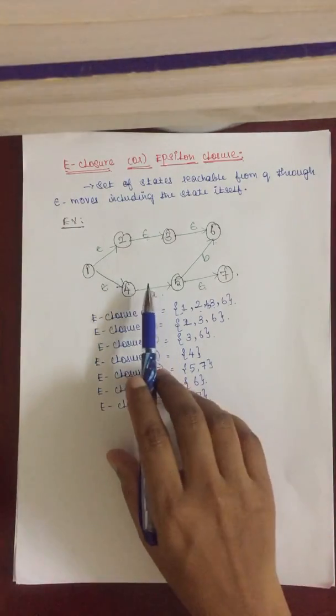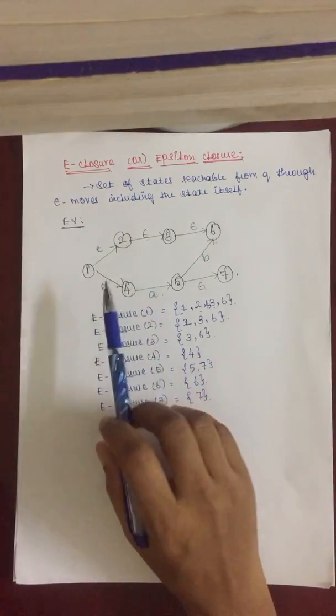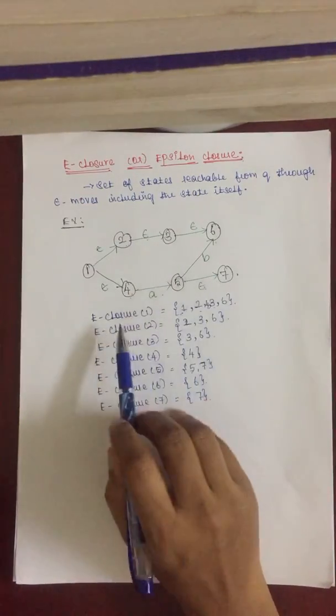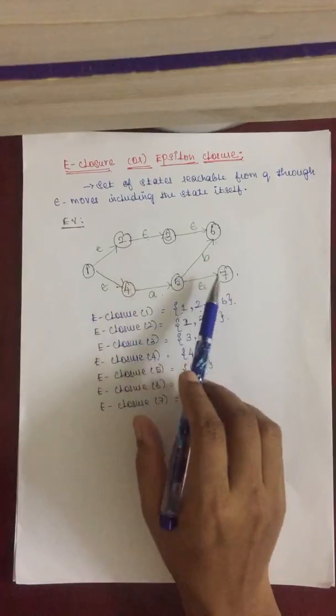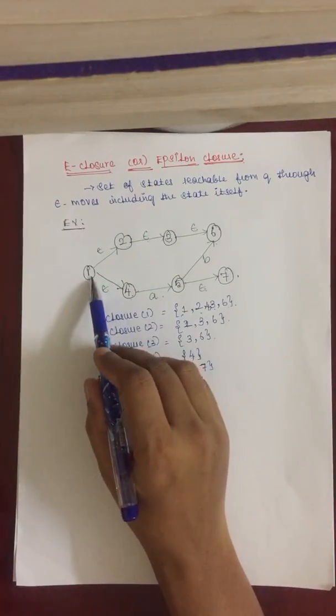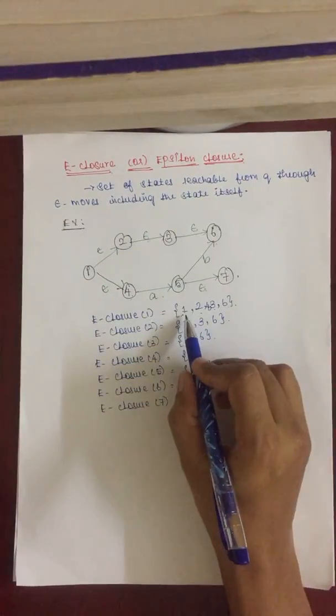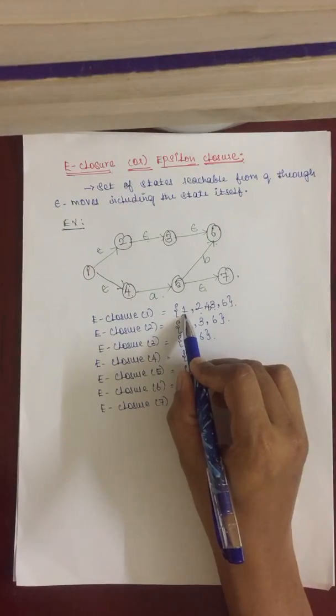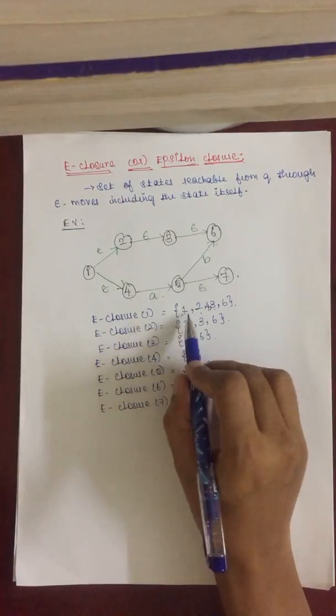For example, we will take this epsilon NFA diagram. There are totally 7 states. We are going to identify the E-closure for each and every state now. First, the E-closure for the state 1. Always we have to include the state itself. The current state also you are supposed to include. Yes, we have included 1.